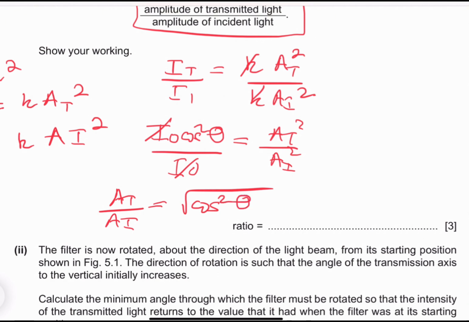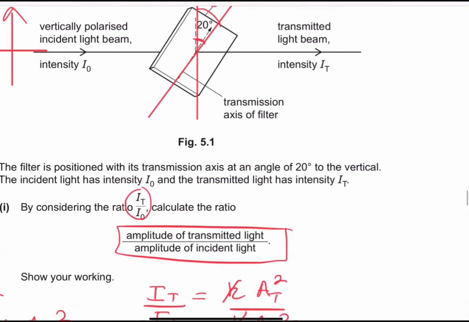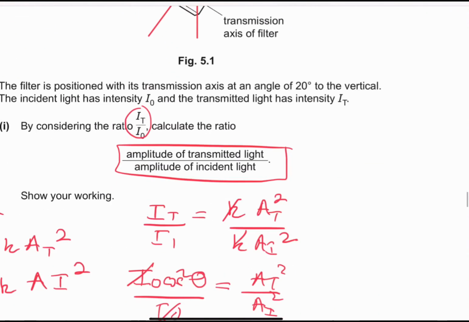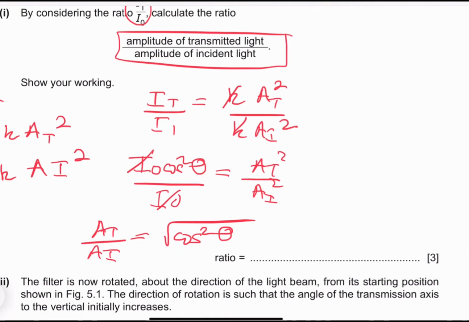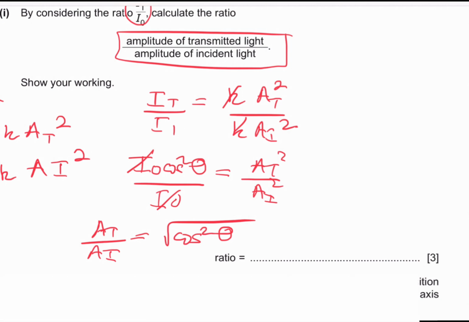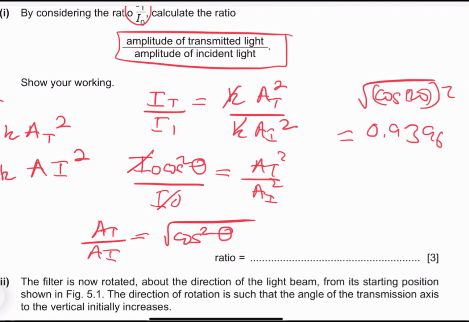But we know that theta is actually 20 degrees. So if we look here, the value of theta is 20 degrees. So it becomes the square root of cos 20 squared, which is basically 0.93969. So your ratio becomes 0.94.